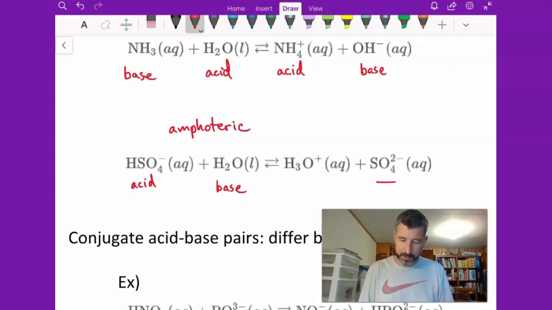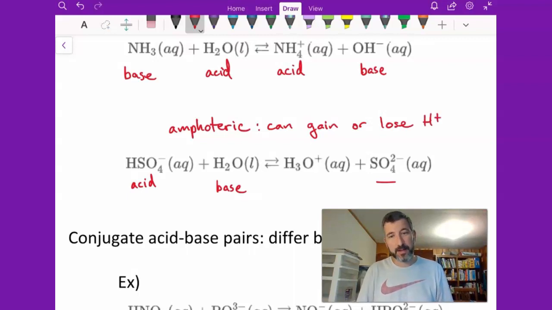And that simply means it can gain or lose H+. So again, it kind of goes back to what I said earlier. It depends on what it's with. If it's with an acid, like HSO4 1 minus, it's going to act as a base. If it's with a base, like NH3, it's going to act as an acid.